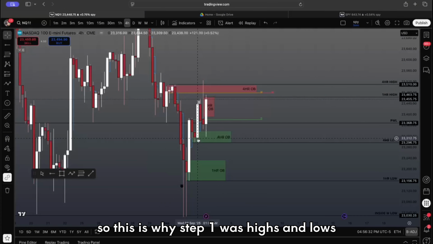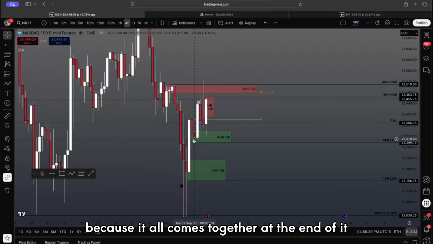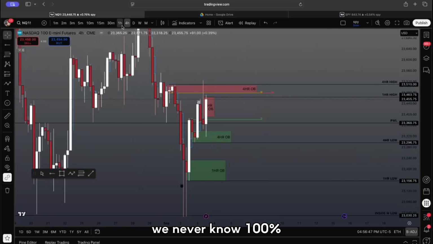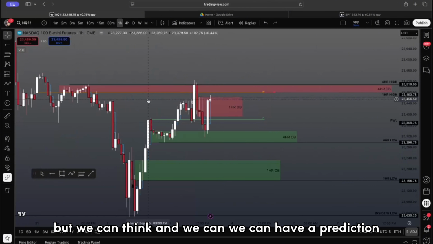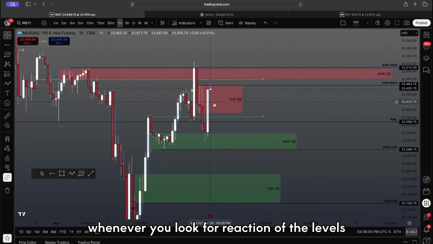So this is why step 1 was highs and lows, step 2 was identifying the market structure shift, and step 3 was your order blocks, because it all comes together at the end of it. It's just super easy to see and simple to see. So that's how you're able to see, okay, what does the market want to do? We never know 100%, but we can think and we can have a prediction, right?